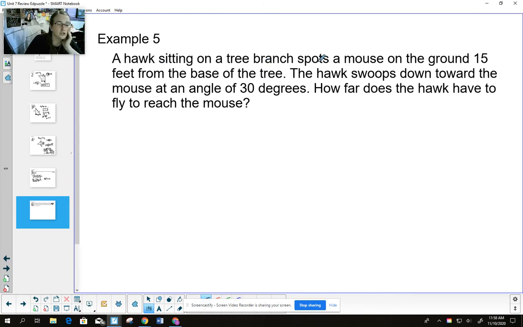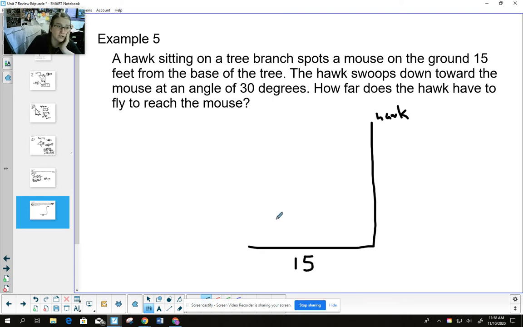Okay, so a hawk sitting on a tree branch. So I'm gonna go ahead and draw that. It's a tree. Here's my hawk. If you wanna get creative and draw a tree and draw a hawk, you totally can. Here's the hawk up here. Spots a mouse on the ground 15 feet from the base of the tree. So here's the tree, 15 feet from the base. Again, guys, you got to understand how to visualize this. It tells you. Think, what would that look like?